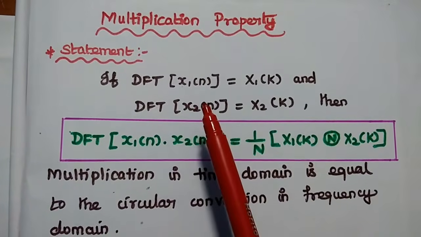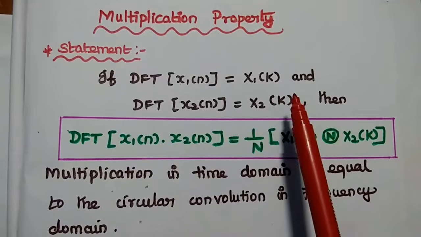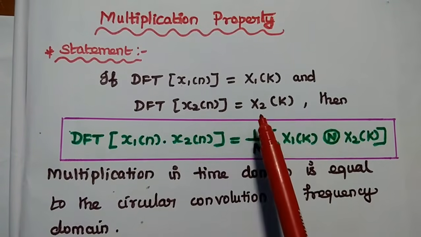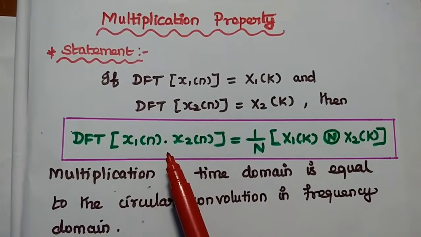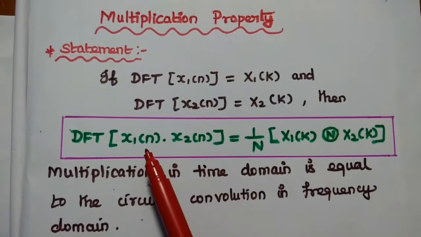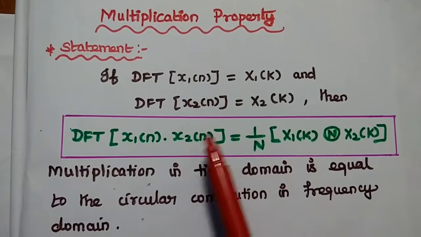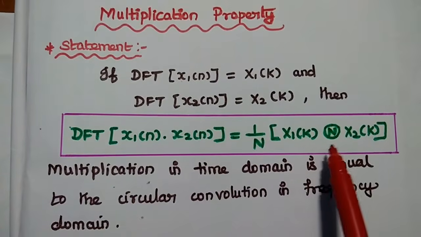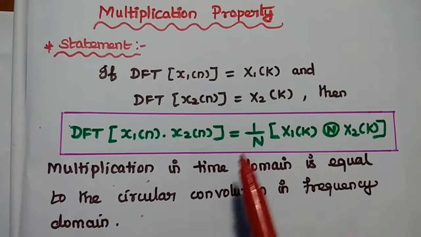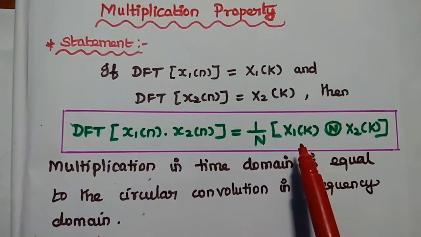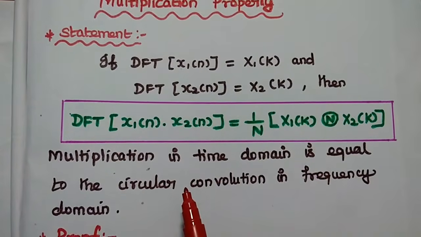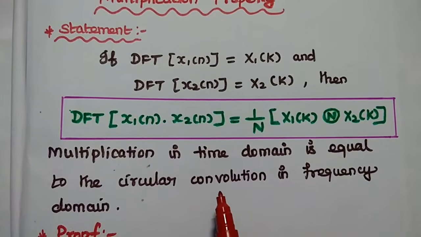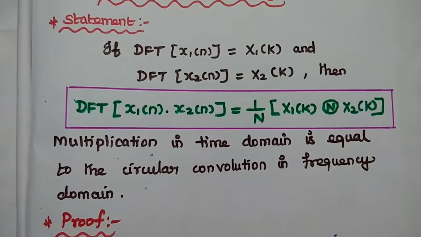If the DFT of x1 of n is equal to X1 of k and the DFT of x2 of n is equal to X2 of k, then the DFT of the multiplication of two sequences x1 of n and x2 of n is equal to the circular convolution of their frequency spectrum. So here we can simply say the multiplication in time domain is equal to the circular convolution in frequency domain.